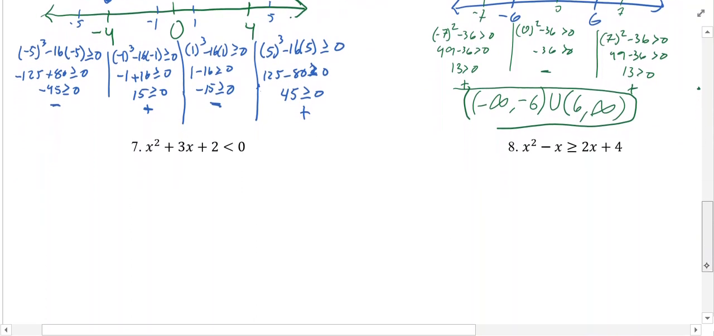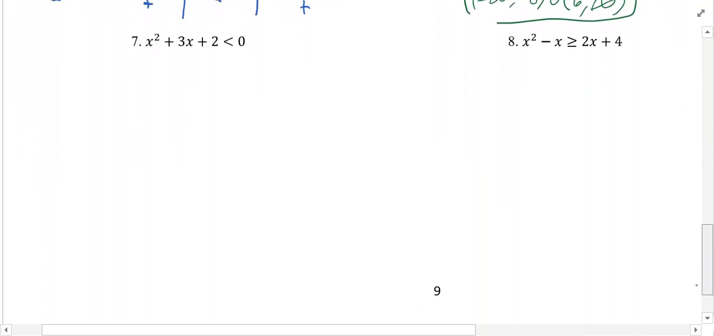So with number 7, what you need to do first is you need to factor it. And then once you factor it, then you can find your roots and solve. So for here, you're saying, what are the factors of 2 that add to 3? Well, the factors of 2 that add to 3 are going to be x plus 2 and x plus 1. So it's less than 0. So now that we factored it, go ahead and find the roots, plot it, and then write the interval.